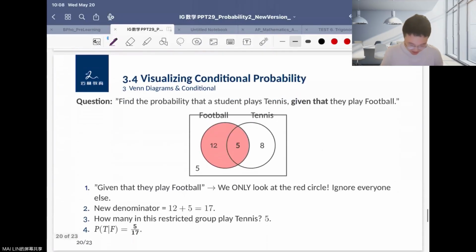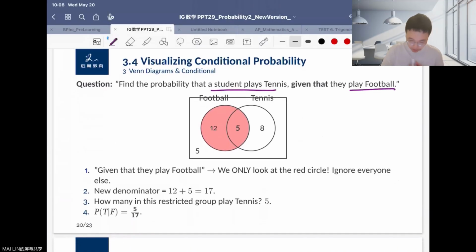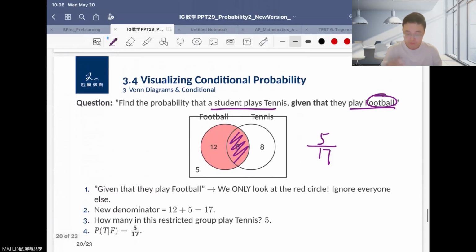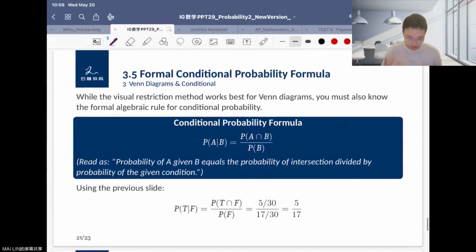Here we find the probability that a student plays tennis given that they play football. Playing football is 17, and those who also play tennis is 5, so the probability is 5 over 17. So we have the formal conditional probability formula: P(A and B) over P(B), the probability of A given B. That is the formal conditional probability formula.